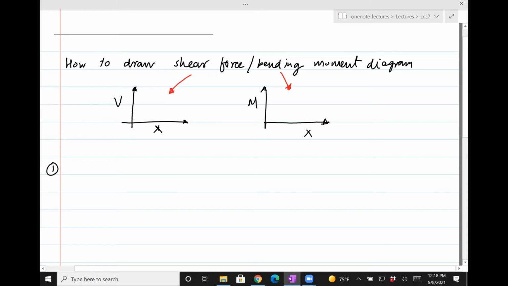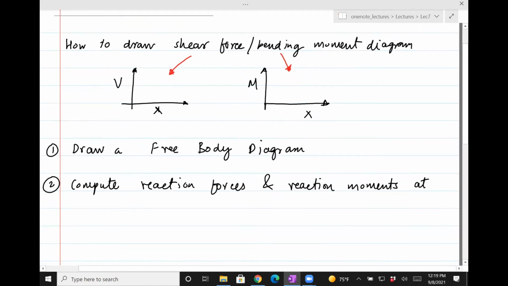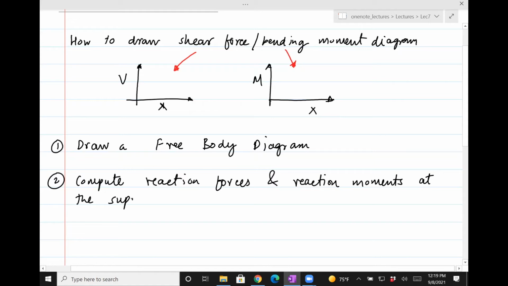So first step is draw a free body diagram, which you've already seen in the last class. Second step is to compute reaction forces and moments at the supports. Okay, this is something we've already done.